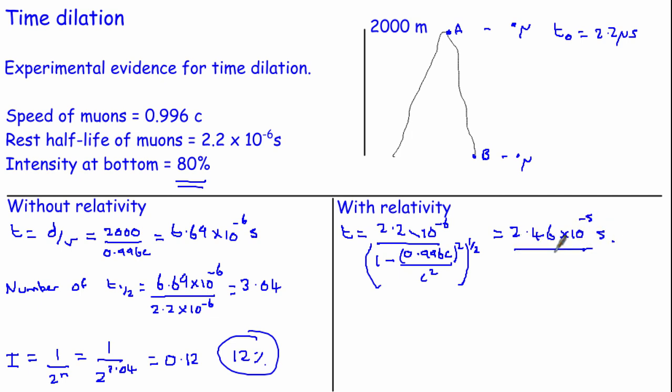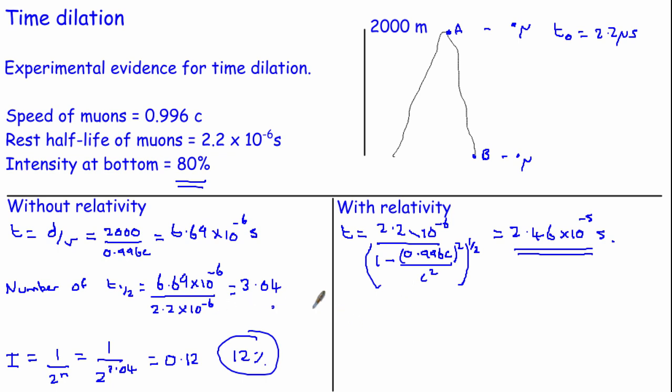So what that really means is that despite the fact that these things are decaying, at least according to them, if they're sat still, at 2.2 microseconds, the half-life, because they're moving relative to us, has changed. So we would measure their moving half-life to be 2.46 times 10 to the minus 5 seconds. It's got longer.